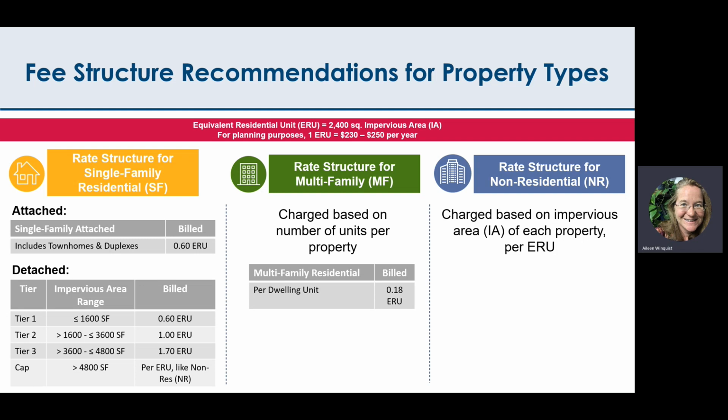And properties that are over 4,800 square feet of impervious area for a single-family property would pay per ERU, similar to non-residential. Non-residential properties are charged based on the number of ERU on the property. And for multifamily, the recommended rate structure is a flat rate of 0.18 ERU per dwelling unit. The current cost estimate for one ERU is $230 to $250 per year. The final rate for the utility will be adopted by the county board in the fall of 2023.